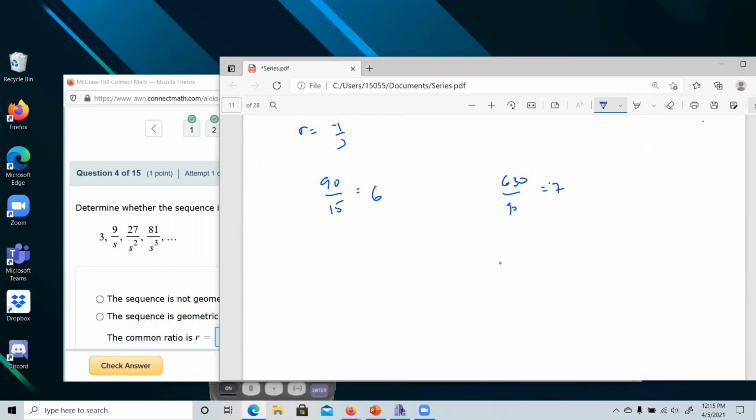So how about this one? Let's do 27 over s squared divided by 9 over s. And let's do 81 over s cubed divided by 27 over s squared. Let's do it that way.